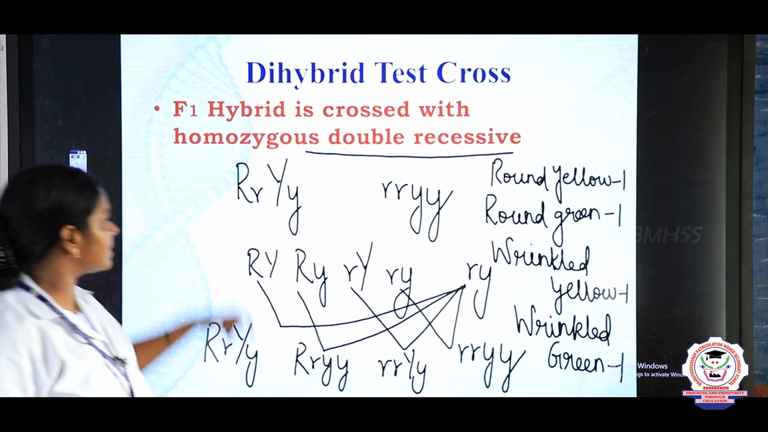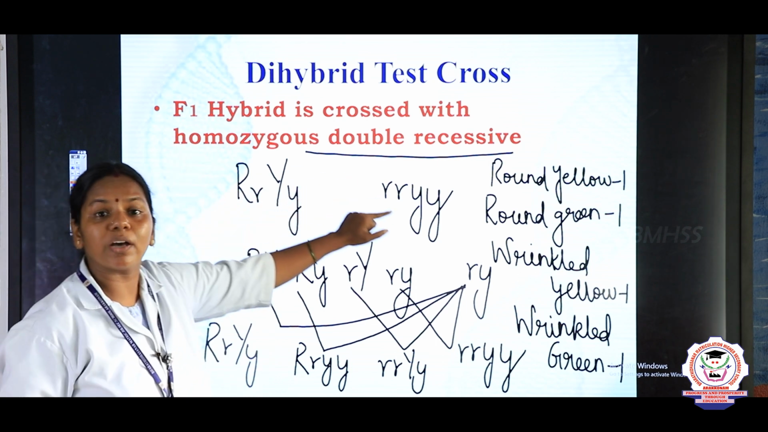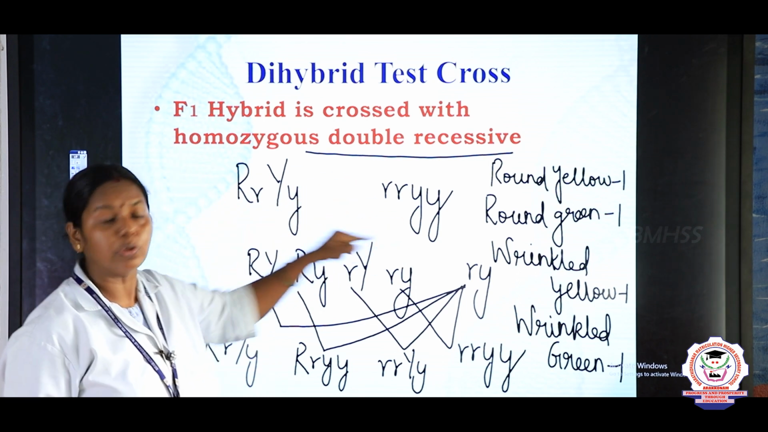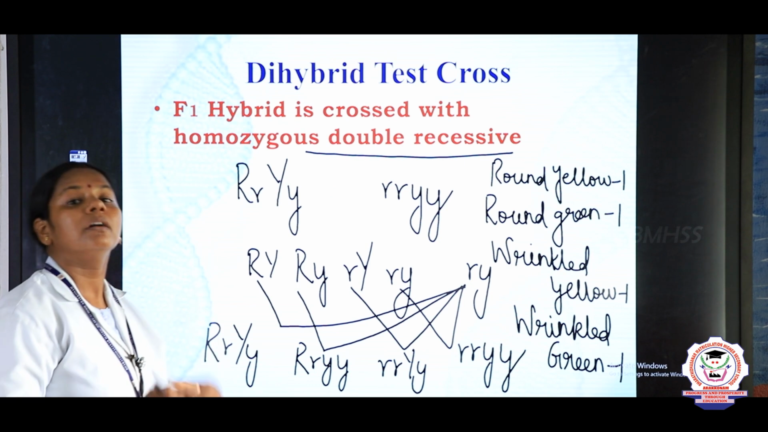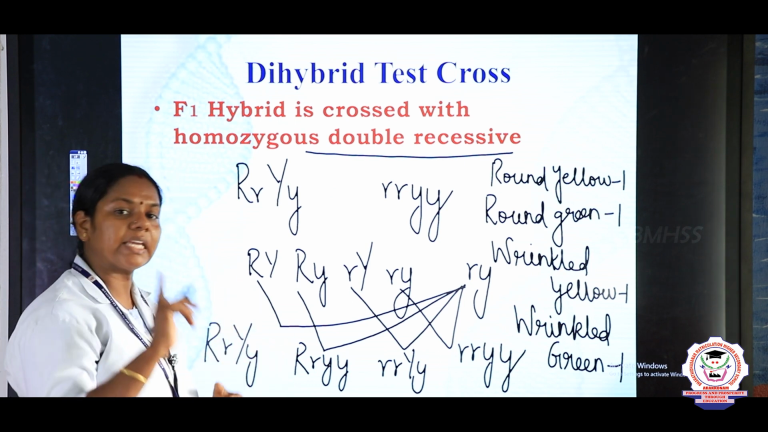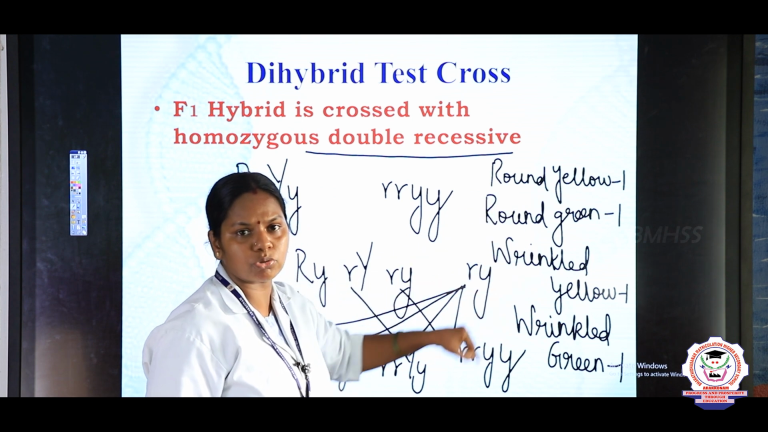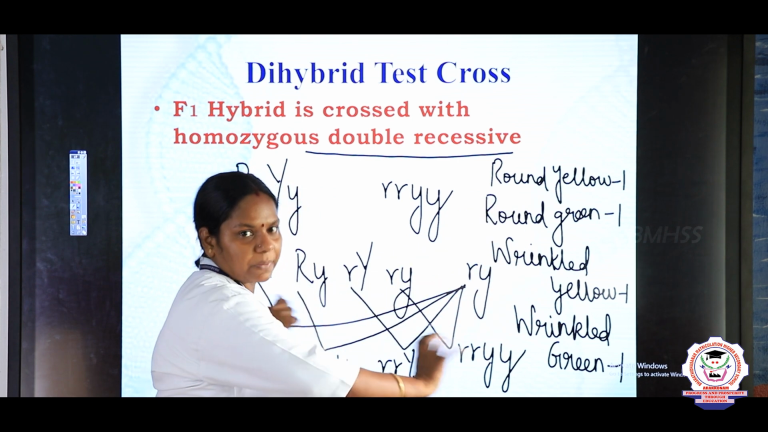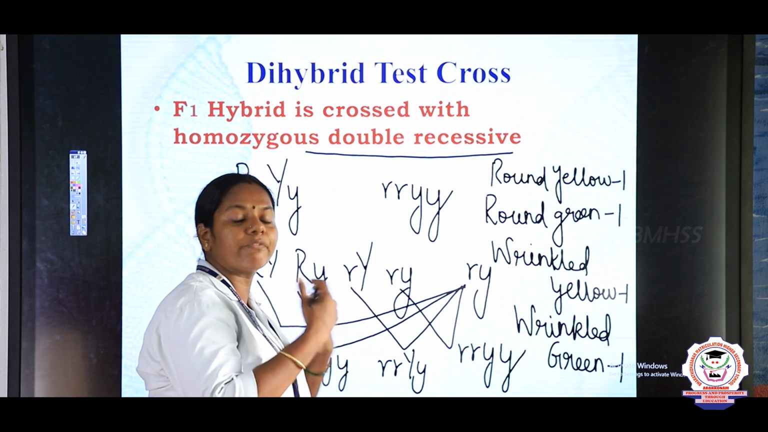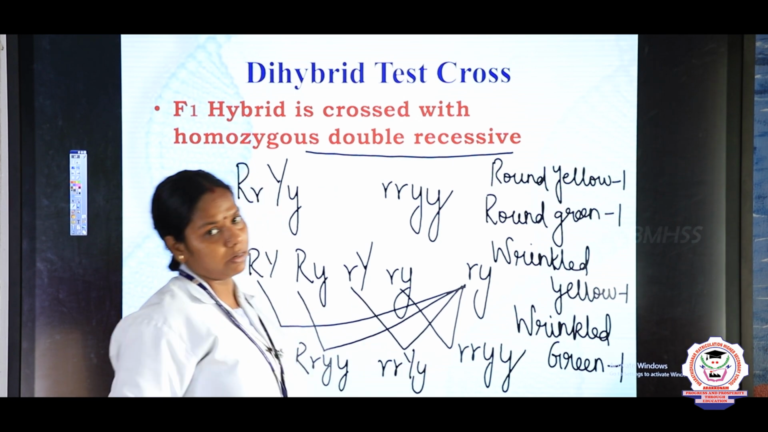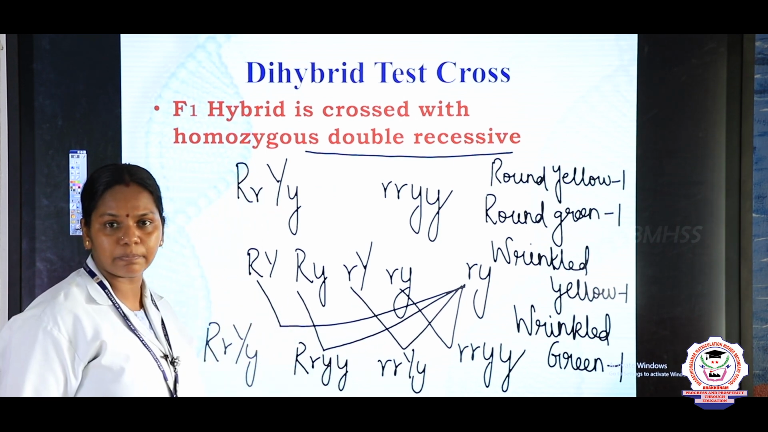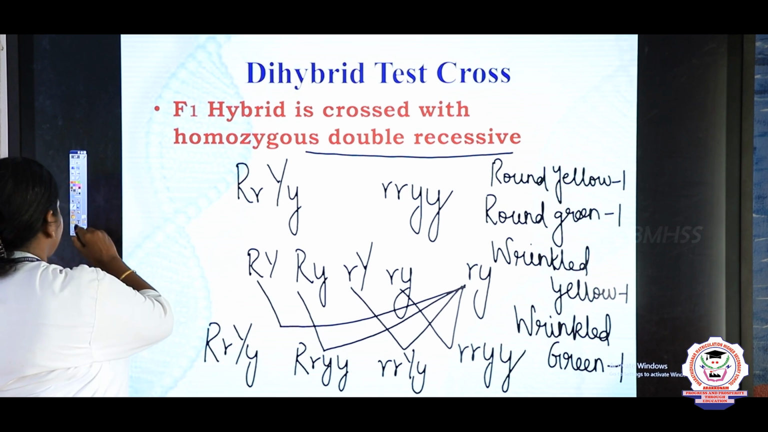So, when we cross an F1 hybrid with the homozygous double recessive, we get all the combinations in equal proportions. That is, the ratio will be 1:1:1:1. All 25%, all the different types of plants we get in equal proportion. So, this is a dihybrid test cross.